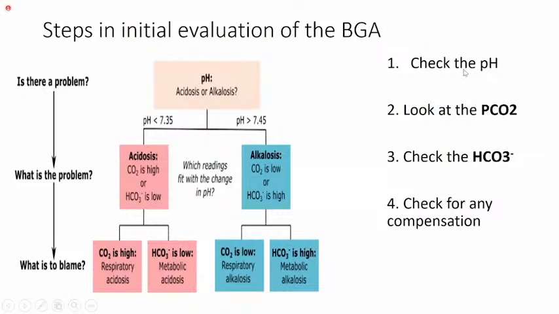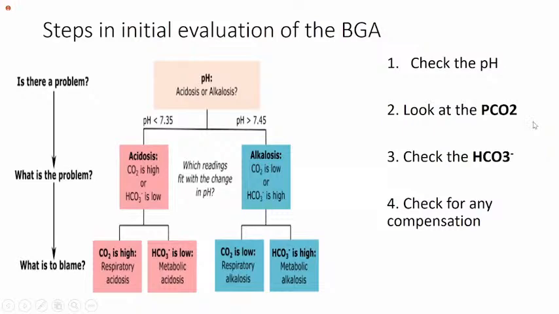Number one, check the pH. So is the patient acidotic? The pH will be less than 7.35. Or is the patient alkalotic? The pH will be more than 7.45. Next, look at the PCO2. So just do it in steps and in these particular steps.